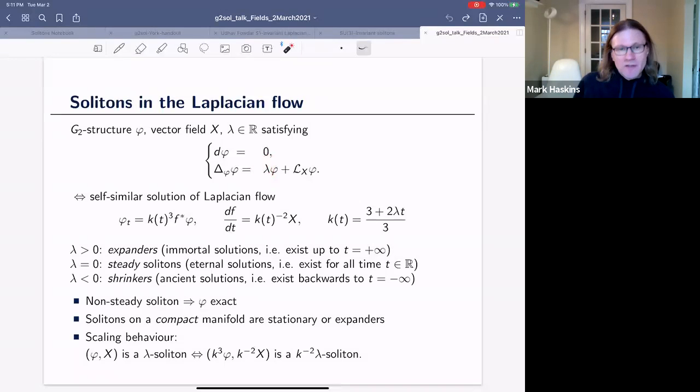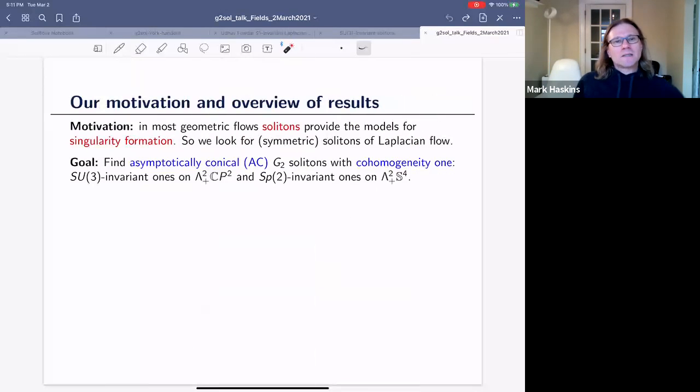Okay. So as I said, and as Bureau pointed out, we don't know the extent to which a singularity model in Laplacian flow is necessarily modeled in any sense by a soliton. But that has been the case, at least sort of morally, in most other flows that one has come across. So it makes sense to start looking for solitons as potential models for singularity flow.